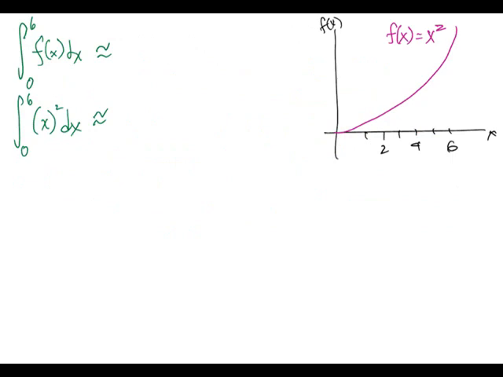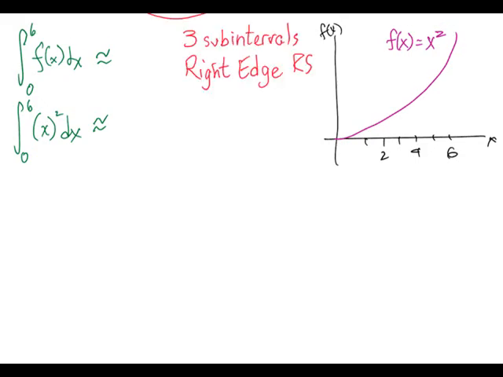So relating integrals to Riemann sums is easiest to do if we imagine the Riemann sum is computing the area under a curve. But we have to be given some details about how that area is to be computed. So let me give you these details for this problem. In this case, we're going to use 3 subintervals, and we're going to compute using a right edge Riemann sum. It's easy to imagine what those individual rectangles look like.